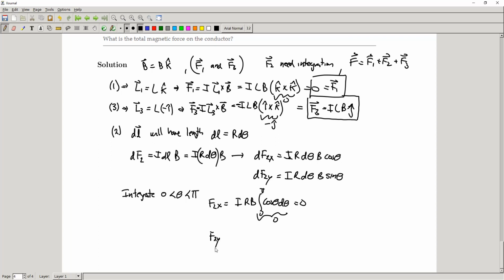And then in the y direction, we end up with an integral that looks like this: I R B, integral from 0 to pi, sine theta d theta. If you do this integral, you're going to find that it works out to be 2, and so you end up with 2 I R B.